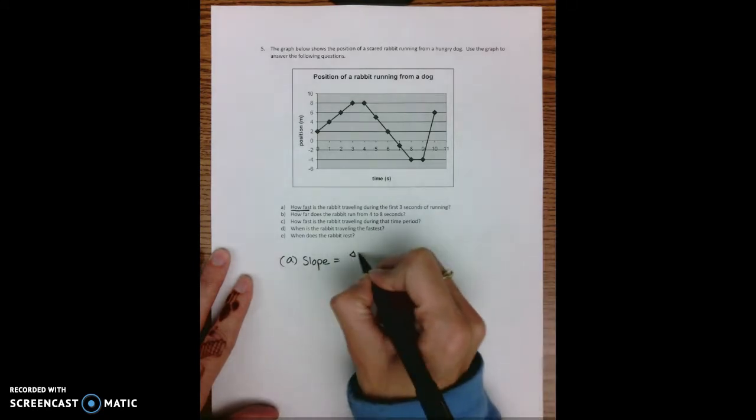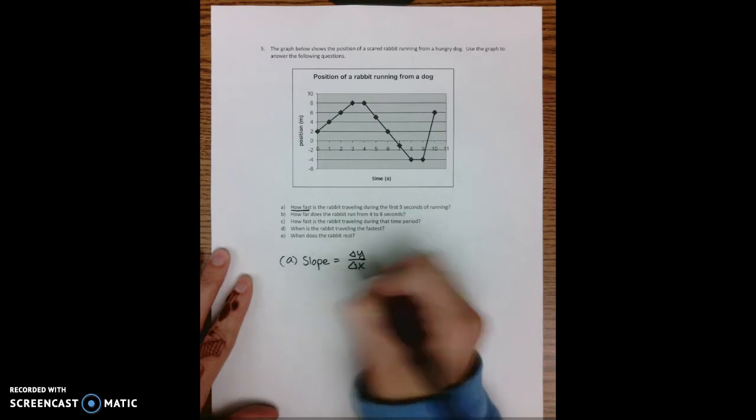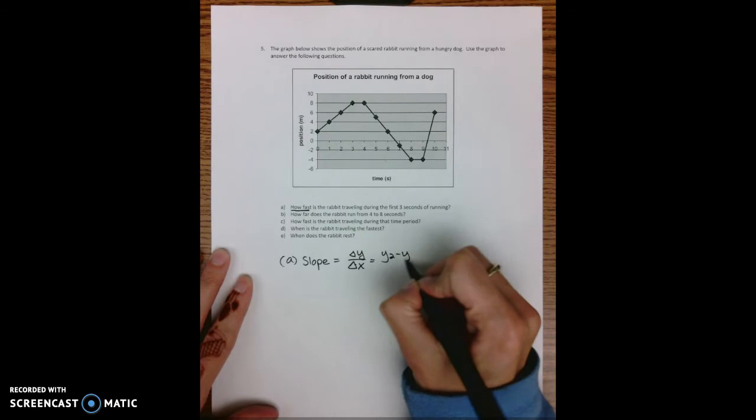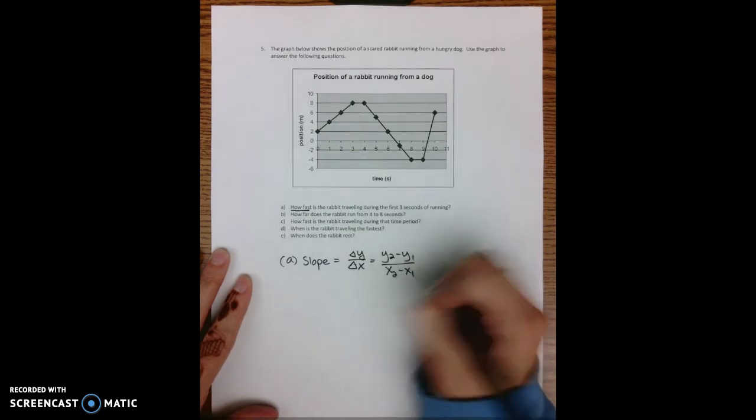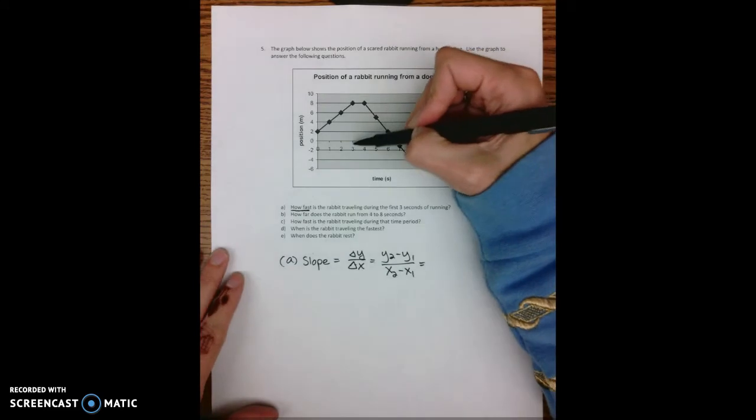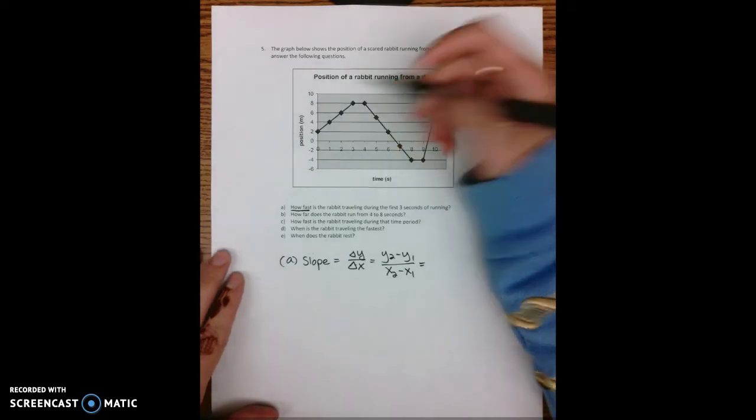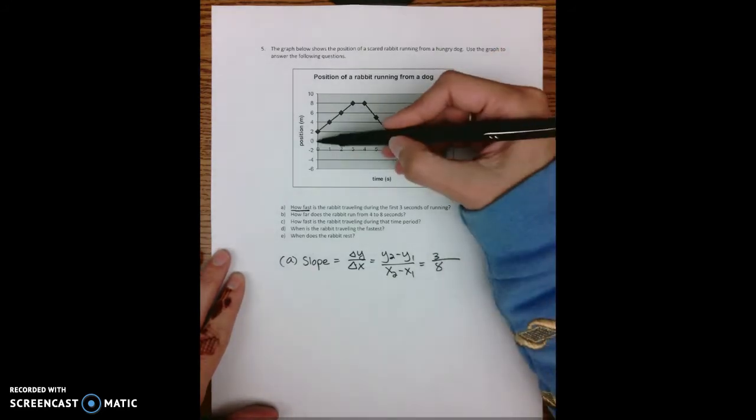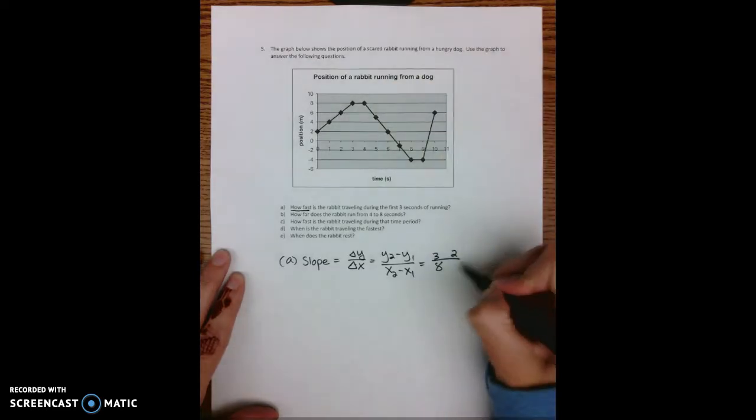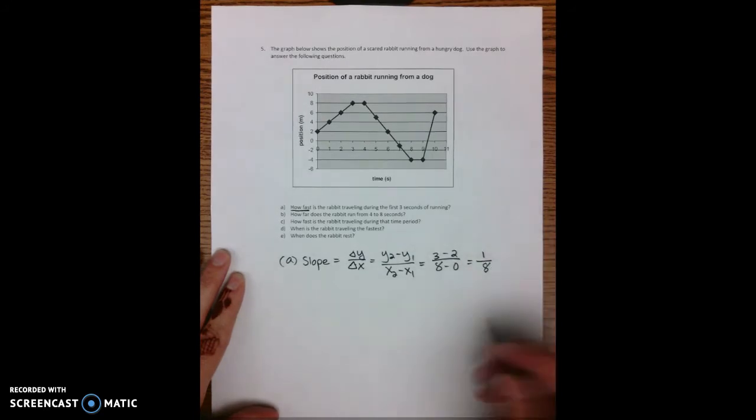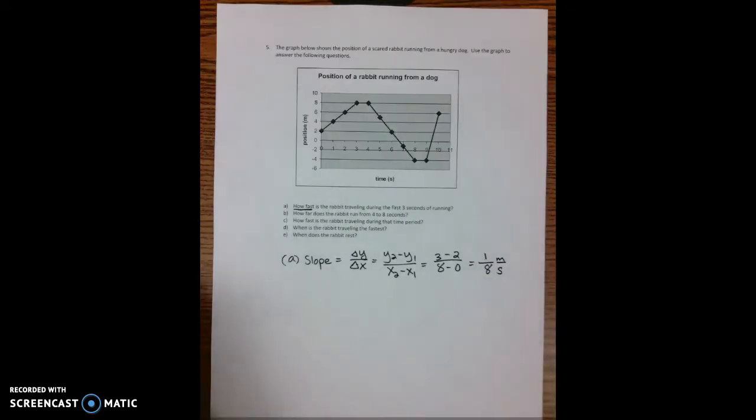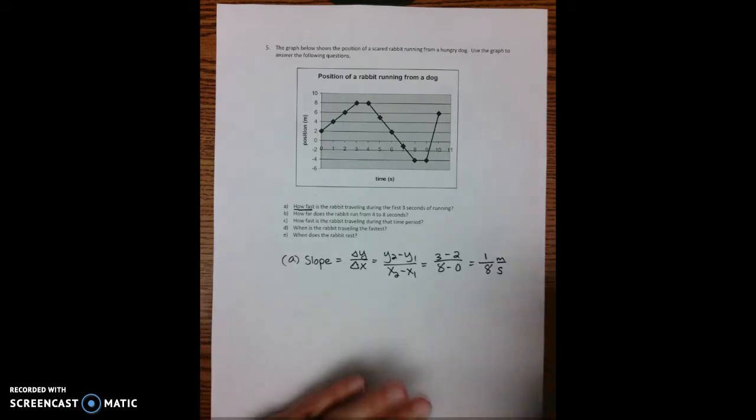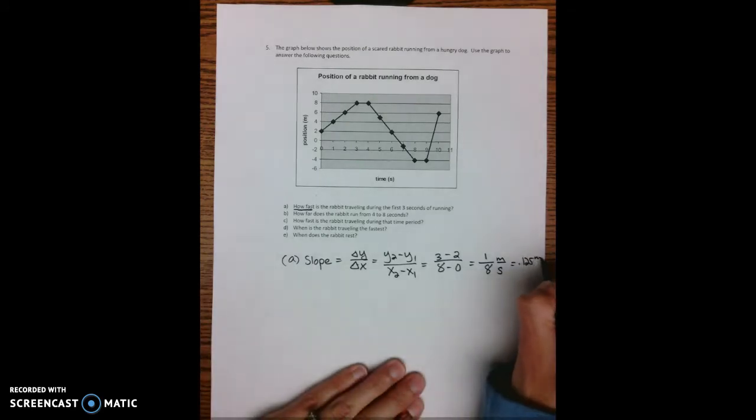So the slope is a change in y over a change in x. And so that would be y2 minus y1 over x2 minus x1. And if I look at my coordinate points, 3 seconds, I'm at 3, 8. So this is 3, 8. And over here, I'm at 0, 2. So 3 minus 2 is 1, and 8 minus 0 is 8. So 1 over 8, or 1/8 meters per second. You could do the division. If you wanted to do that division, you would get 0.125 meters per second.